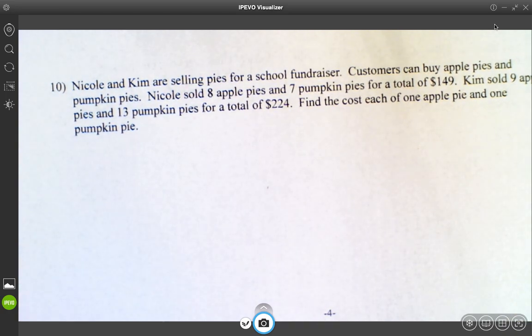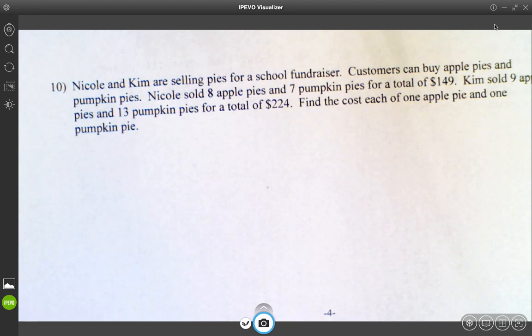All right, so here we go. Nicole and Kim are selling pies for a school fundraiser. So guys, which one's better, apple or pumpkin? Pumpkin. Apple. Pumpkin. Apple. Apple pie. Warm apple pie is so amazing. I like apple pie.